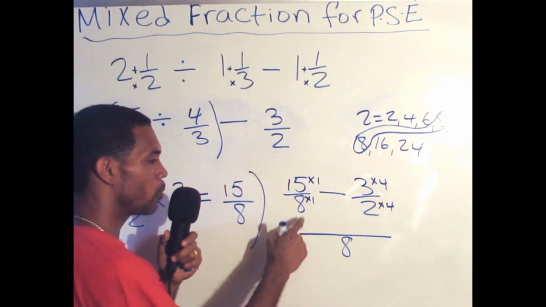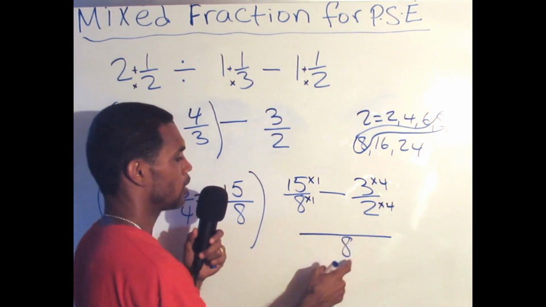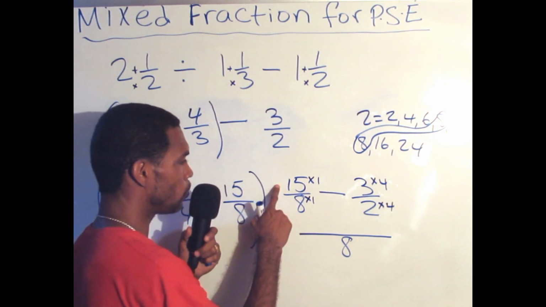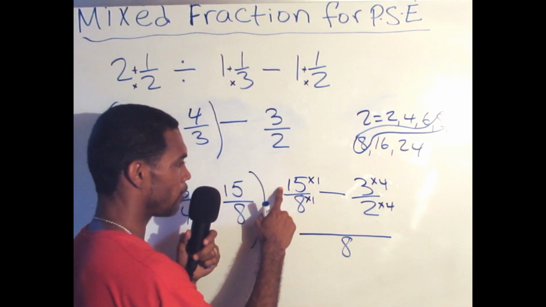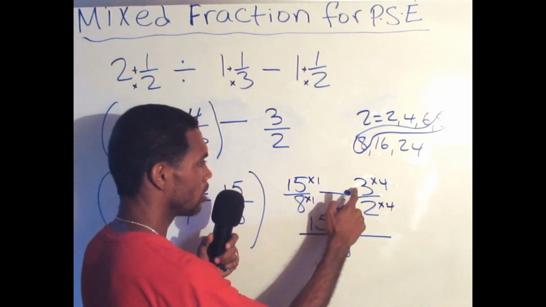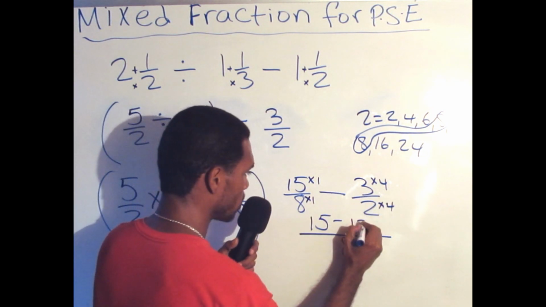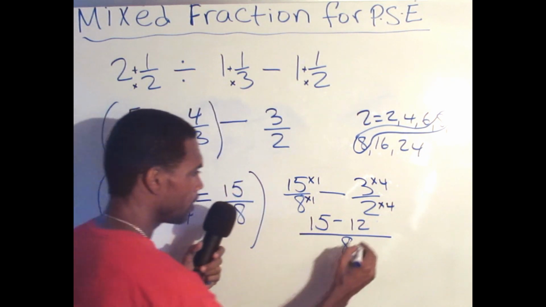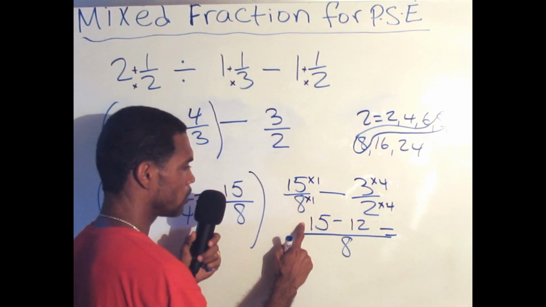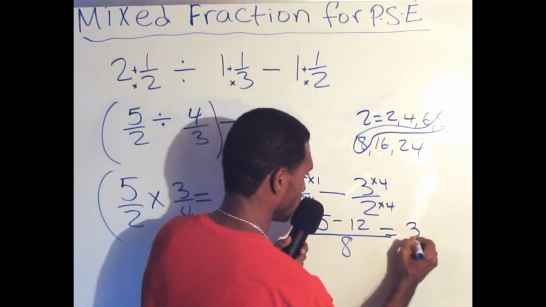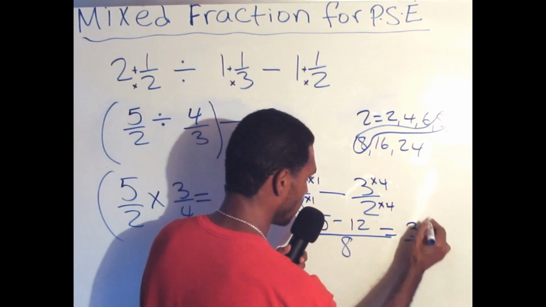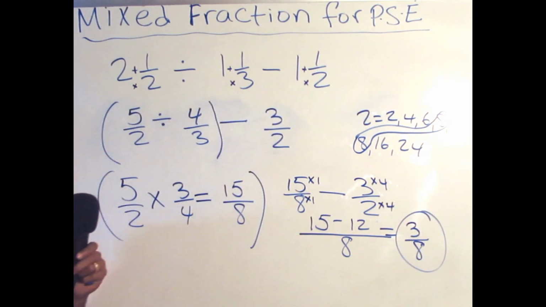So you see what we did now? We make this 8 and we make this 8. So our denominator is 8. So one more step that we need to do, multiply the 15 times 1, which is 15, minus the 3 times 4, which is 12. And when we subtract, it's 15 minus 12, which is 3 over our same denominator, 8, and our problem is solved.